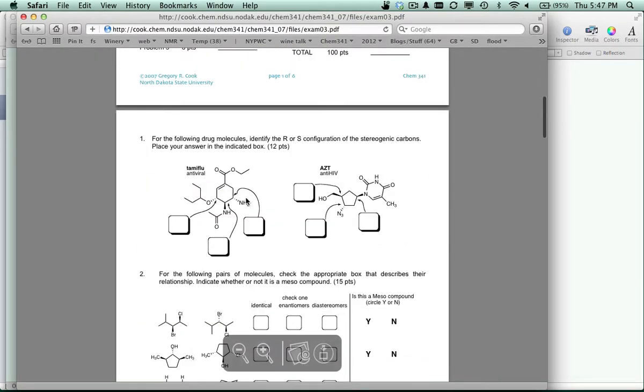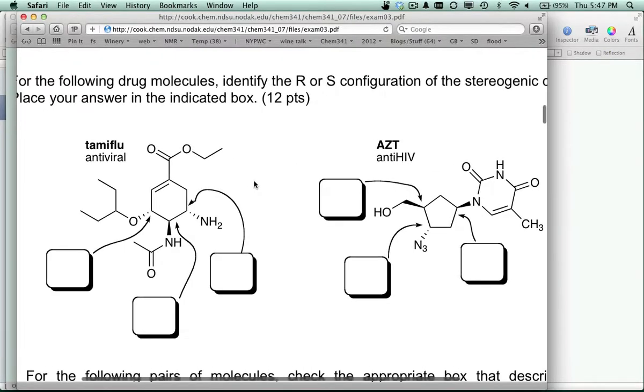Oh, here's some. Have you guys looked at this yet? Take a look at some of these. Actually, these aren't that bad, but they are a little more complicated than what we had before. So let's take a look at this one. How would you do this stereocenter?